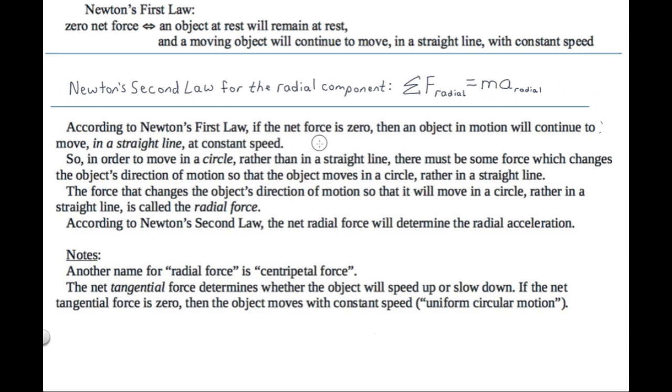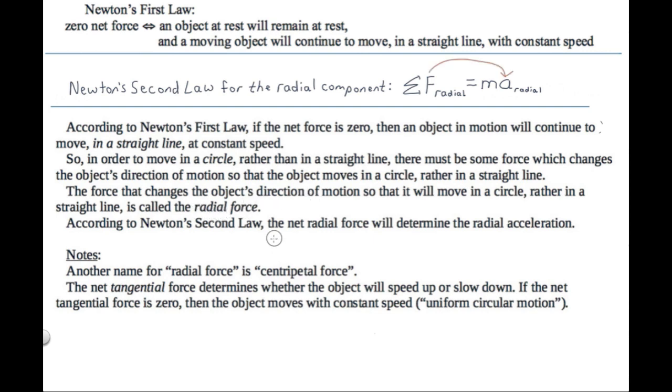Let me repeat that key idea. If the net force on an object is 0, then an object in motion will continue to move in a straight line at constant speed. So, in order to move in a circle rather than in a straight line, there must be some force which changes the object's direction of motion so that the object will move in a circle. The force that changes the object's direction of motion so that it will move in a circle rather than in a straight line is called the radial force.